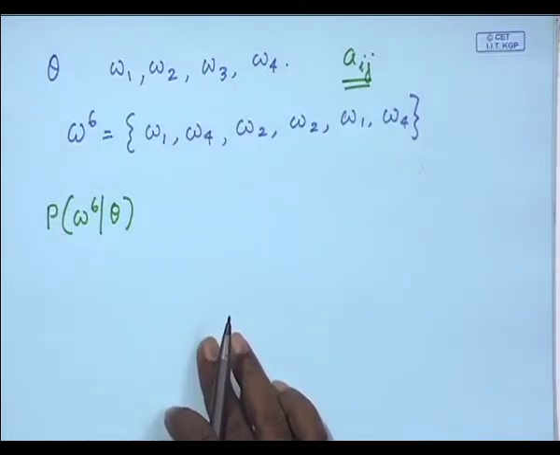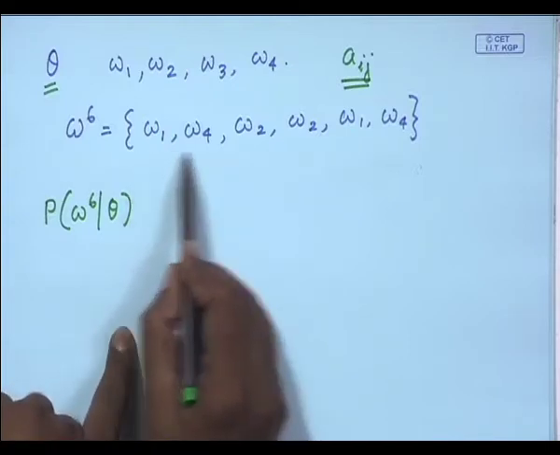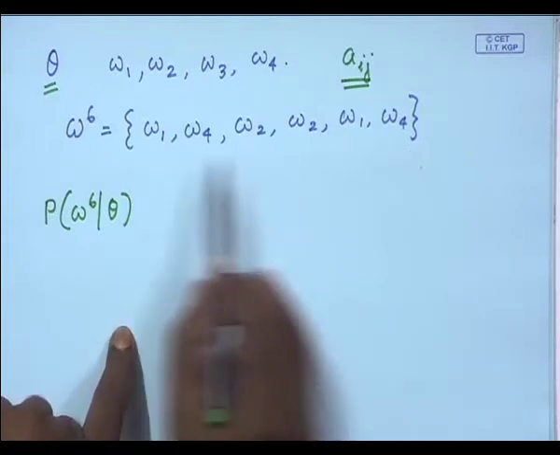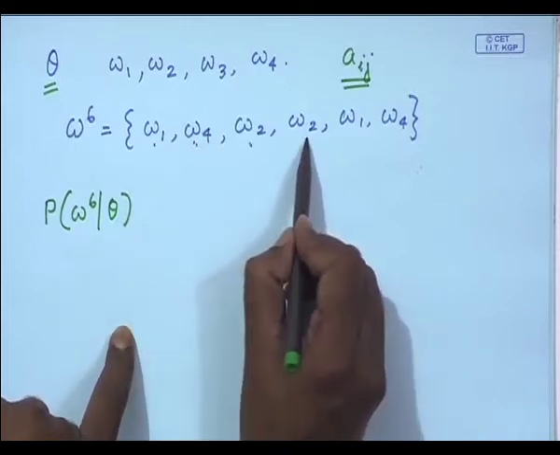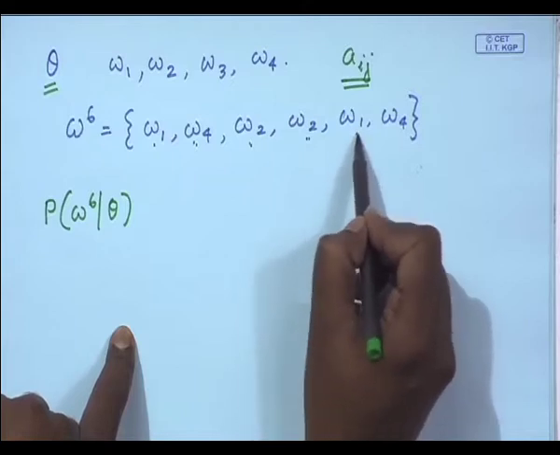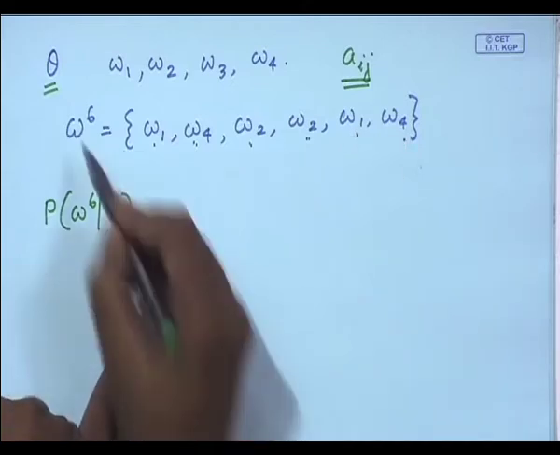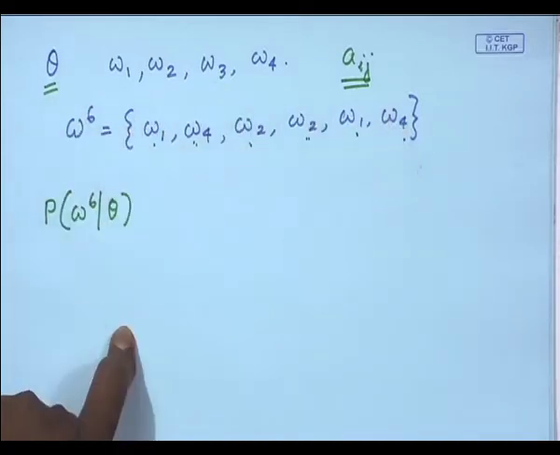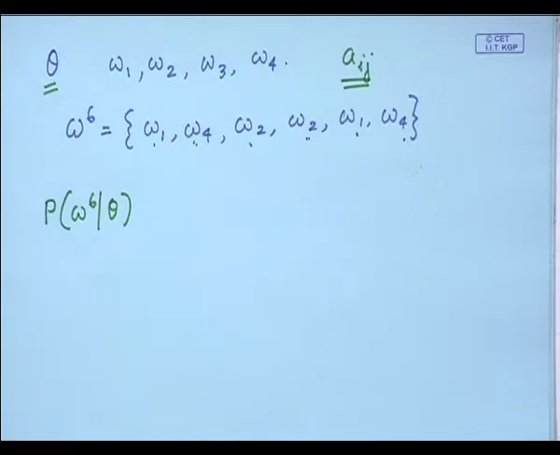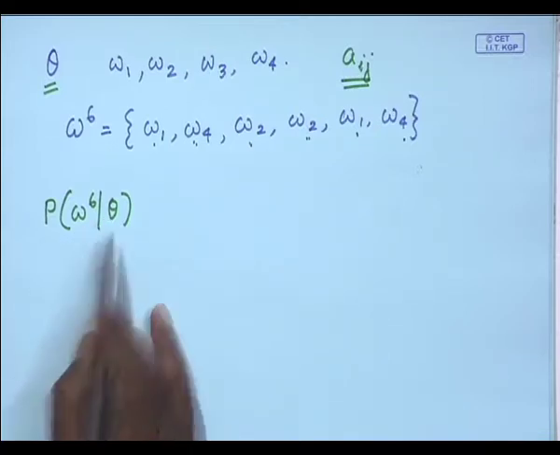So, given such a machine theta and given this sequence of states, that is, the machine makes a transition from omega 1 to omega 4, omega 4 to omega 2, omega 2 to omega 2 again, omega 2 to omega 1 and then omega 1 to omega 4, what is the probability that this model theta has transited through such a sequence of states? Effectively, what I want to find out is the probability of omega 6 given theta.